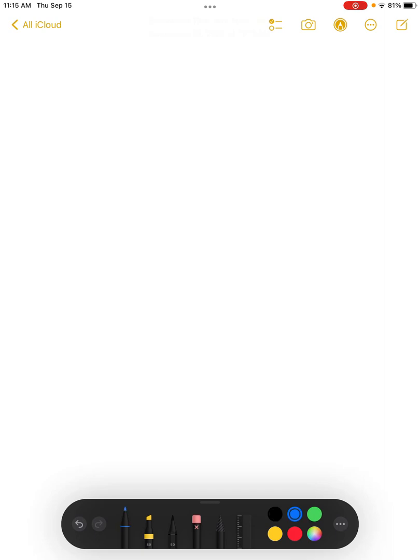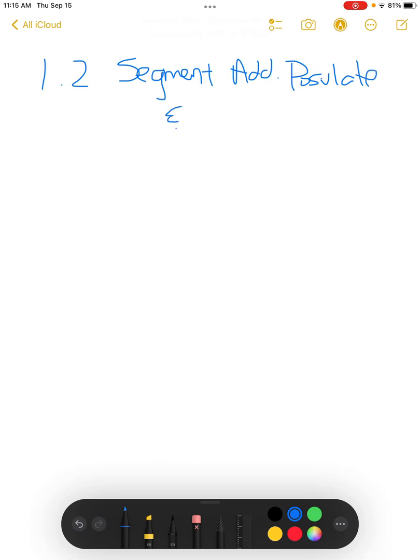So today's lesson is on segment addition postulate. And then we'll get into some midpoint stuff, which that last one's pretty easy. So a segment addition postulate essentially says this.